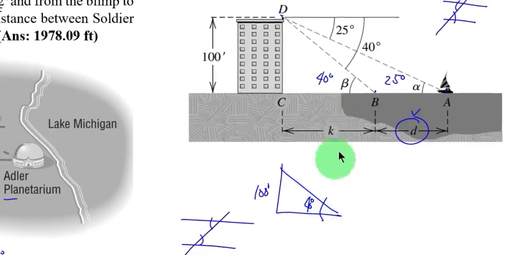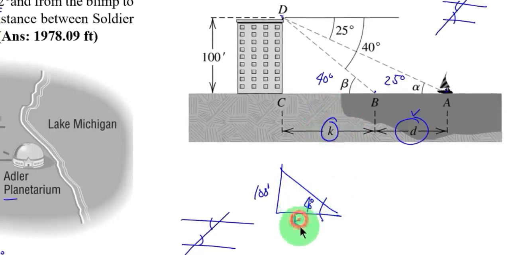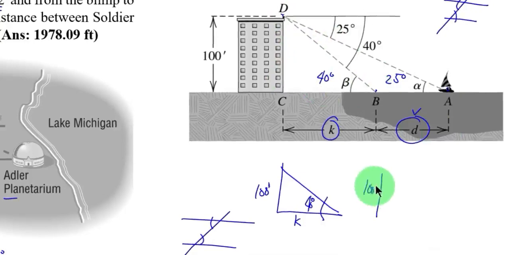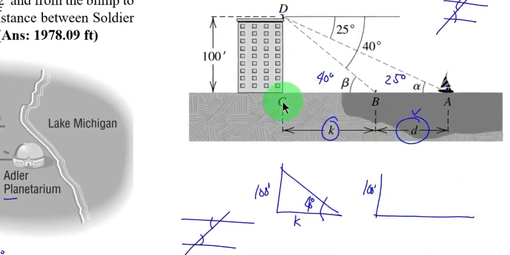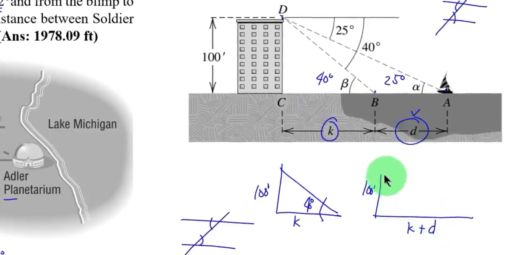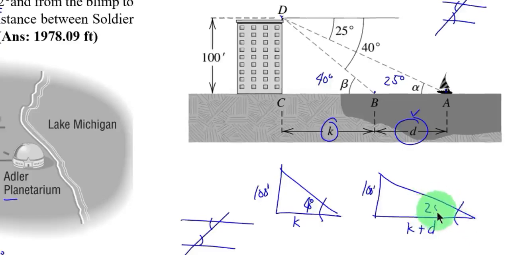And for the base, we can denote any letter. Here we use K. So K is the base of this triangle. The second triangle, of course, has a height of 100 feet and the base is simply the distance from C to A. That is your K plus the distance traveled D. Then the angle of elevation is 25 degrees.